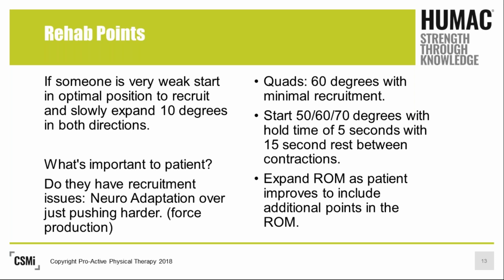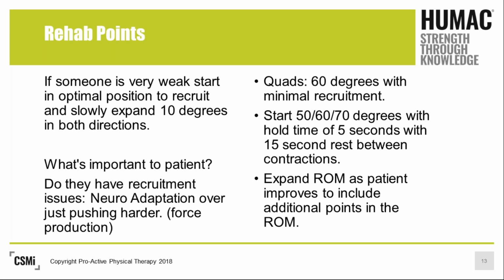So again, with quadriceps, I like starting them isometrically at 60 degrees with minimum recruitment. I want to see that they're able to hold that for a period of time. And I'll normally take them through 3 to 5 repetitions with a 3 to 5 times longer rest period in between. Once I have that, I'll expand it 10 degrees in either direction. So I'll go 50 degrees in the range of motion, 60 degrees, 70 degrees. So my start angle might be 70. My end angle is going to be 50 with a hold time of maybe 5 seconds with a 15-second rest in between contractions. I want to make sure that I'm giving that patient enough time to recover before they go on to the next point.